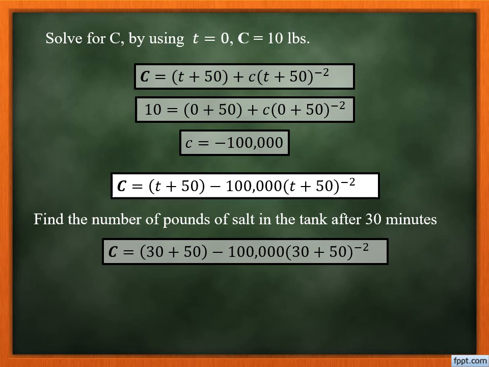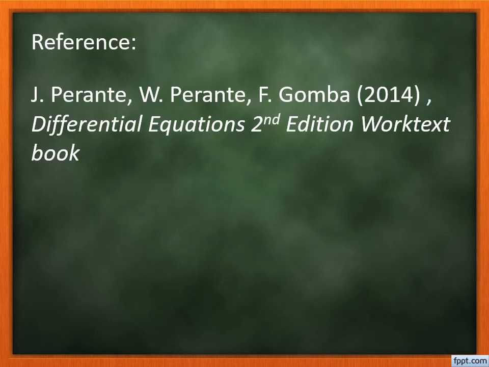So solving, we have these values. Your T is 30. So substituting that to the mathematical model that we have attained, we will get that our C is equal to 64.375 pounds. So my reference book is J. Perante, W. Perante, F. Gumba 2014, Differential Equation 2nd edition workbook.